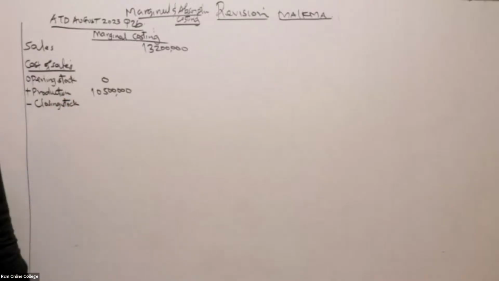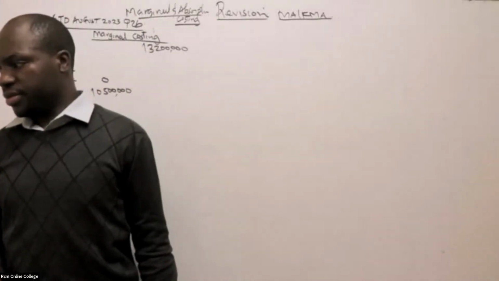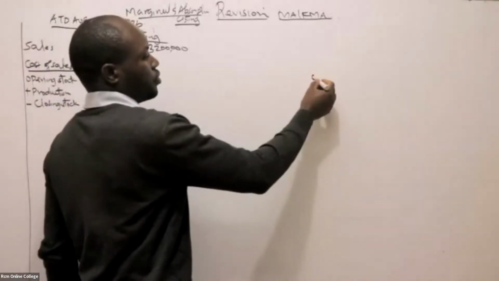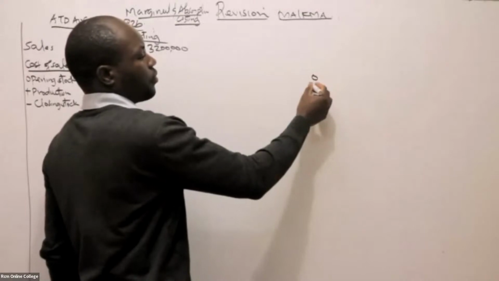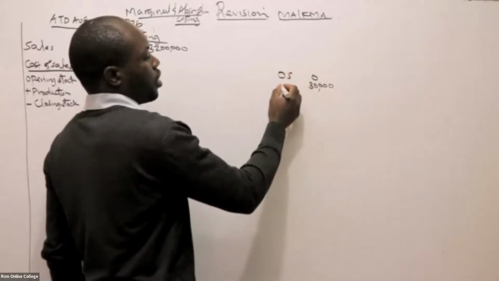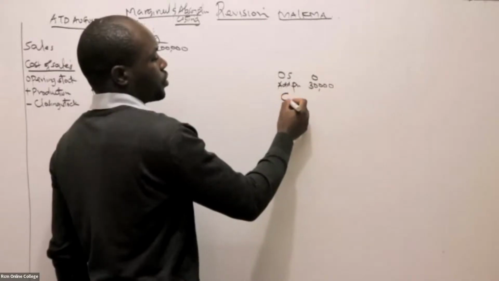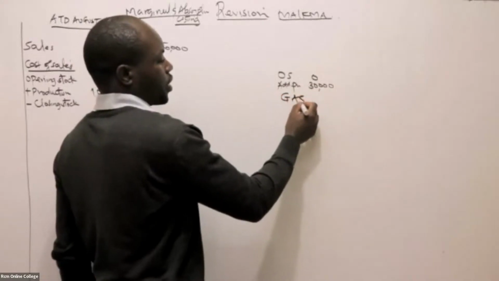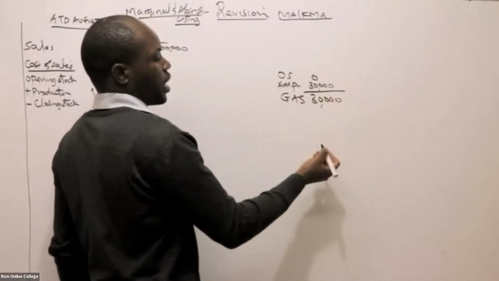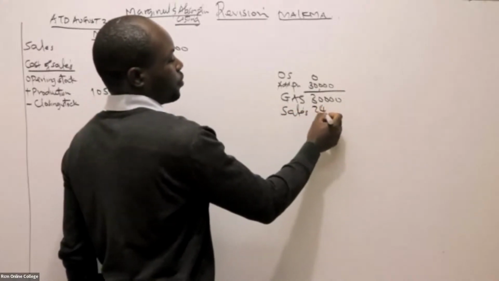How many units do we have as the closing stock? What is the quantity of closing stock? So opening stock is 0. Add production of 30,000. It gives us goods available for sale. So the goods available for sale is equal to 30,000. Only to find out that goods that were sold is equal to 24,000.